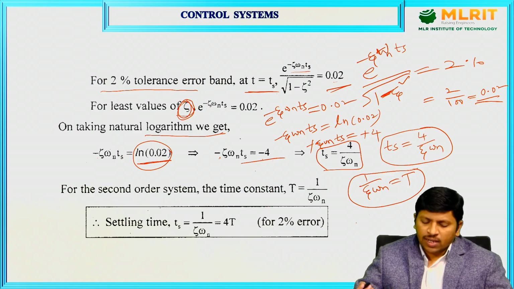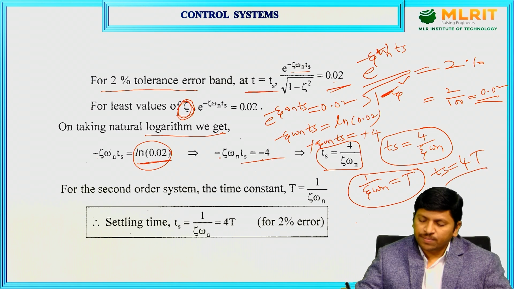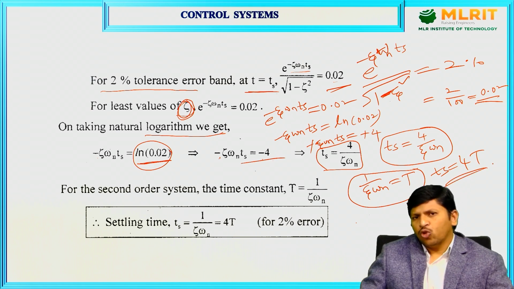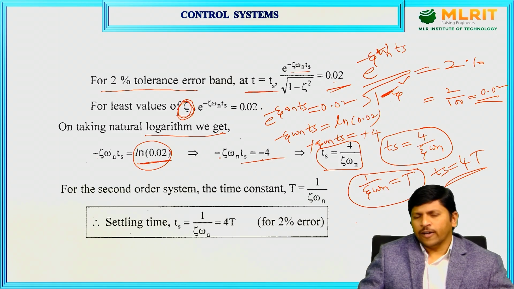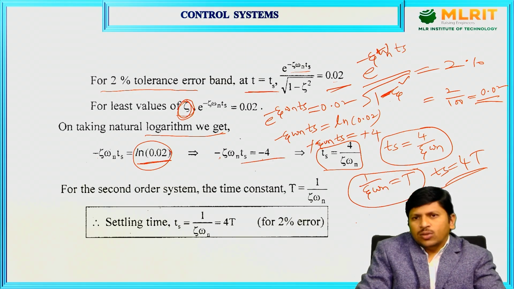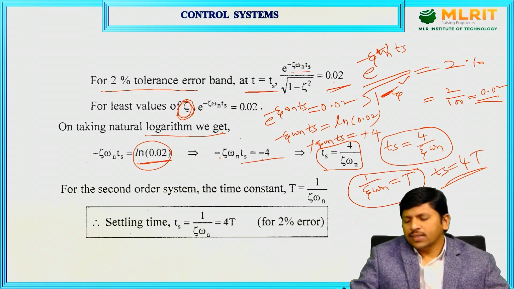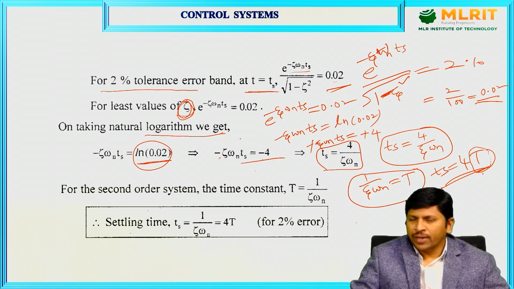So directly, I am going to write here ts equals 4t, where t is the time constant. Time constant is nothing but the time taken for the response to reach 63.02 percent. So ts is nothing but 4t, where t is the time constant, which I already explained in previous classes, right? So ts equals 4t.